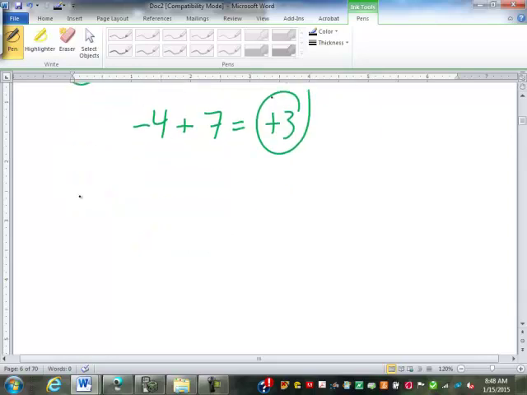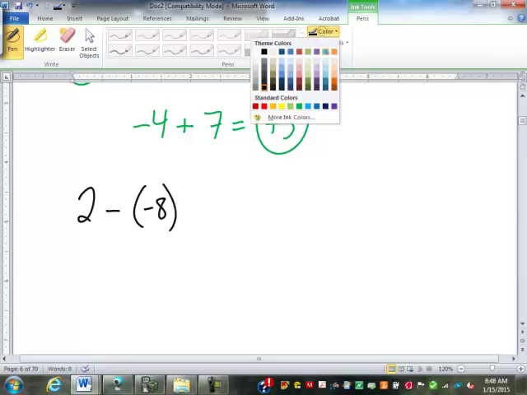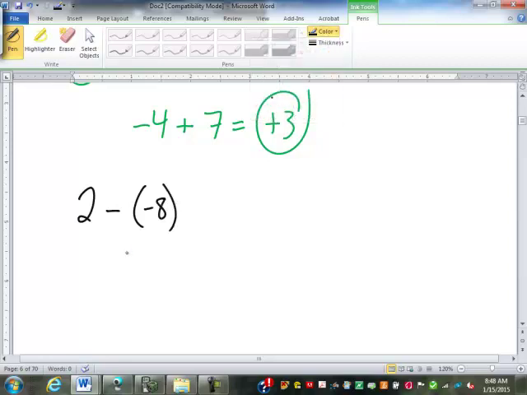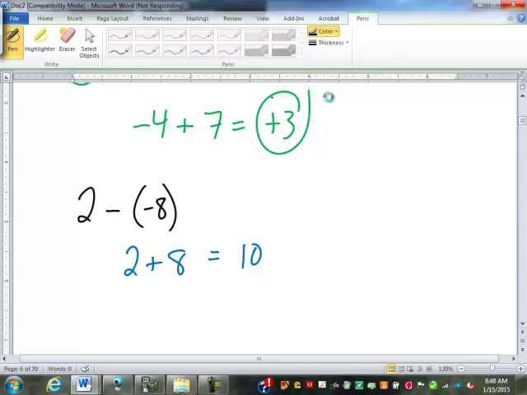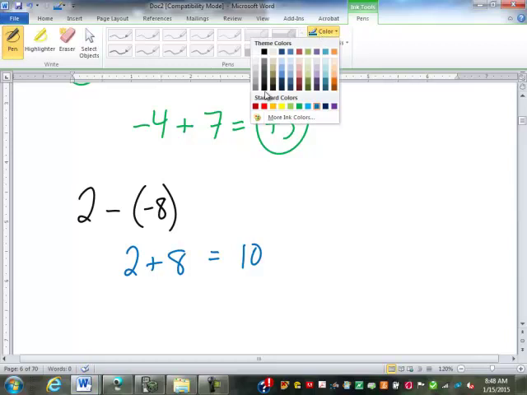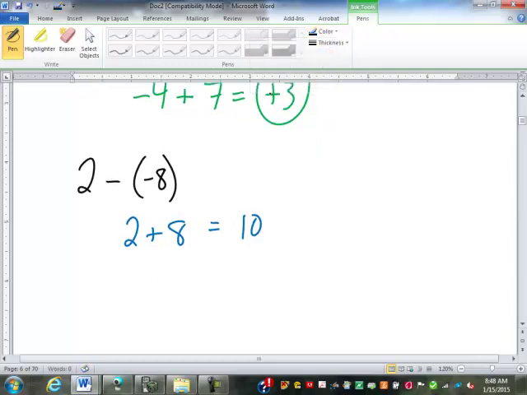So let's say we have 2 minus a negative 8. What's that going to become? 2 plus a positive 8. That one we can do pretty simply, 10. What do you think? Better than a sharp stick in the eye? Okay. So that's addition and subtraction.